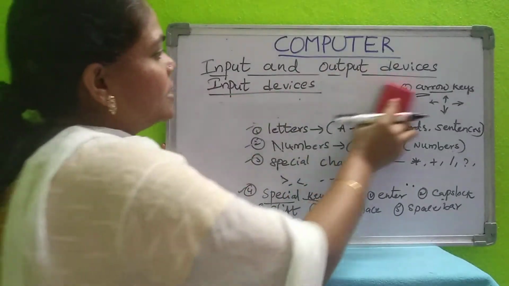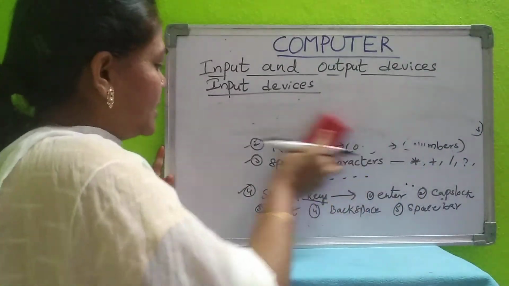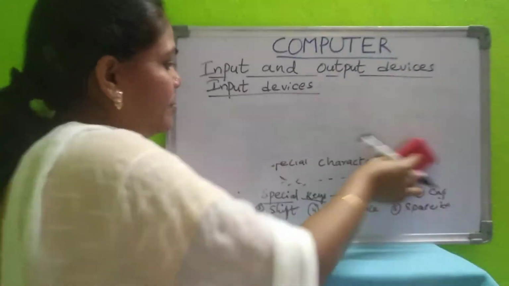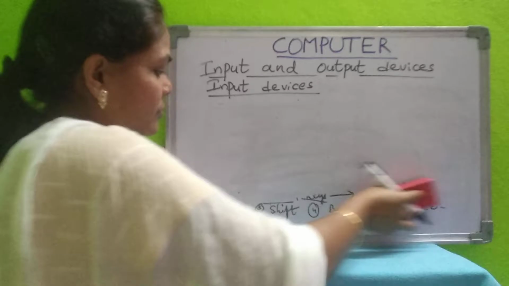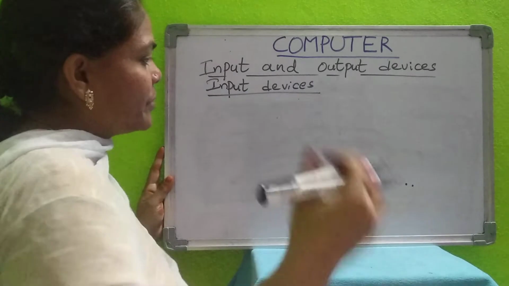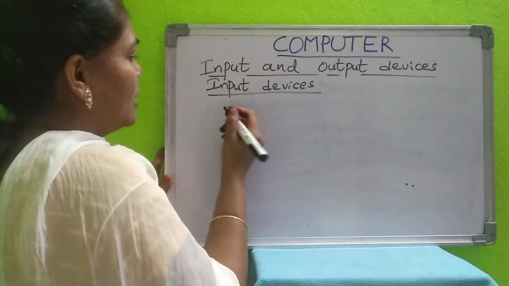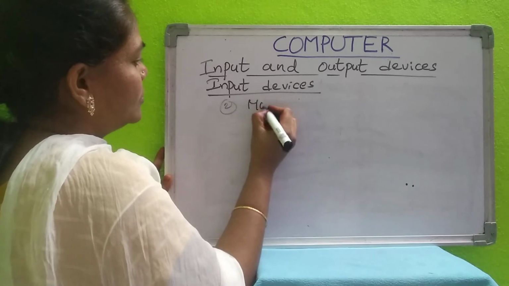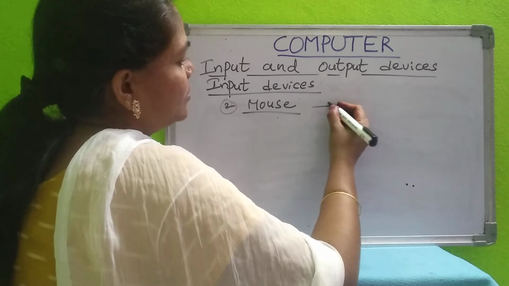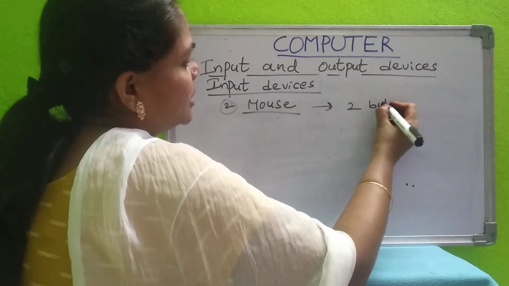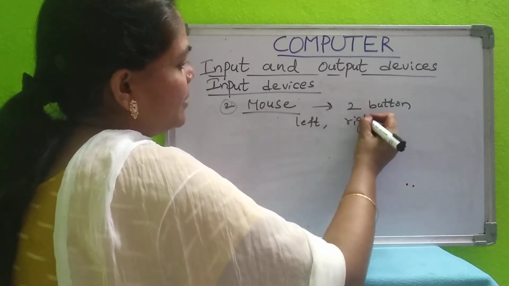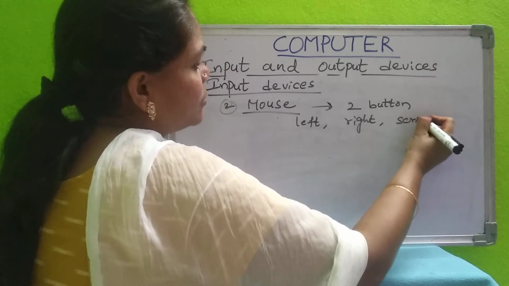The second input device is the mouse. Writing from the keyboard is called typing. Here we are giving letters, numbers and special characters as input data. How many buttons does a mouse have? 2 buttons, isn't it? Left button and right button. And in the middle it has a scroll wheel.